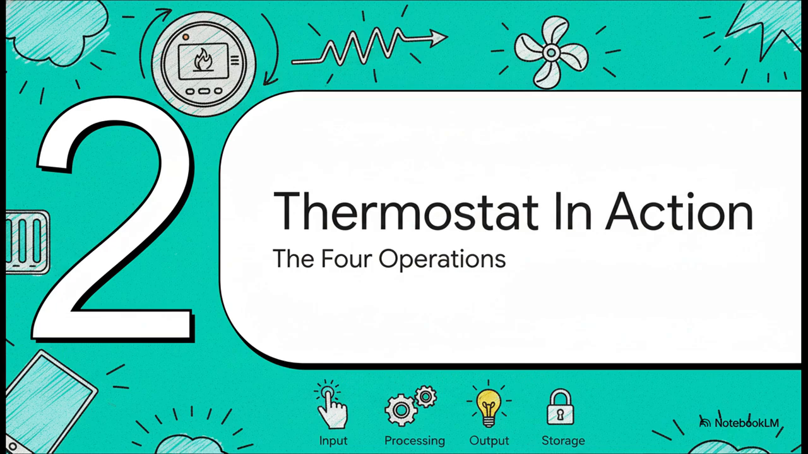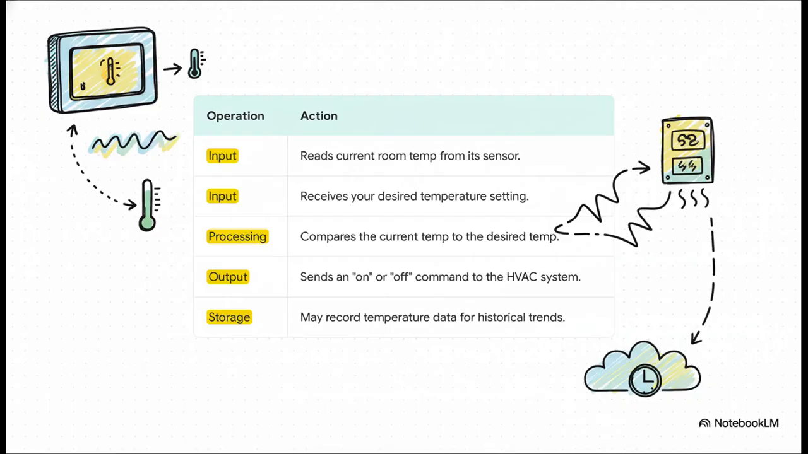Let's make this real. Remember that thermostat we talked about at the very beginning? Well, it's actually the perfect no-frills example of all 4 of these operations working together in perfect harmony. So let's trace its thought process. First, input. The thermostat takes in 2 pieces of information: the current temperature from its sensor and the temperature you want it to be. Next, processing.